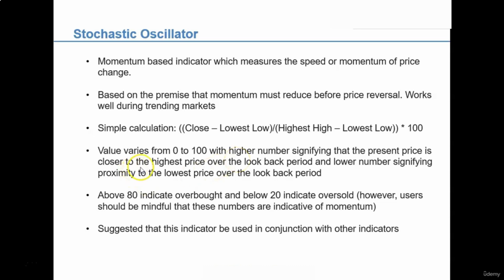Again, just like RSI, 80 would indicate an overbought territory and 20 would indicate an oversold territory. However, don't just blindly place trades looking at 80 and 20, because once again, these numbers are only telling you the momentum. A number less than 20 tells you that the momentum is really low now, and a value more than 80 is telling you that the momentum is really high right now. So that speed, the rate of change of price, is pretty good. That's what it is saying. It is suggested that you use it along with other indicators.